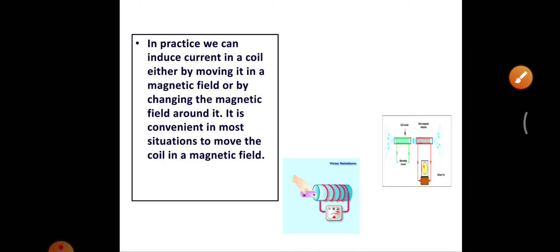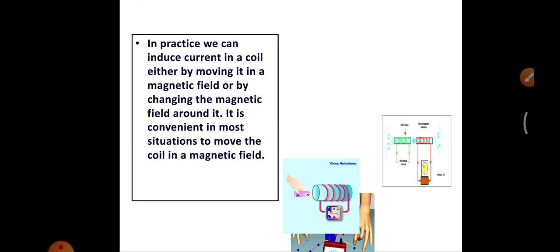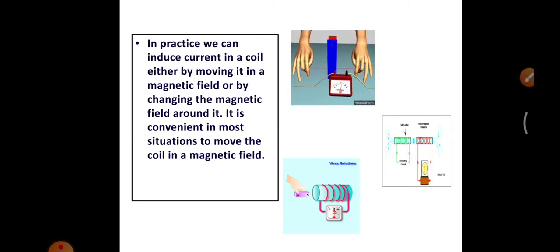In practice, we can induce current in a coil either by moving it in a magnetic field or by changing the magnetic field around it. It is convenient in most situations to move the coil in the magnetic field. So there are two ways to produce the induced current.